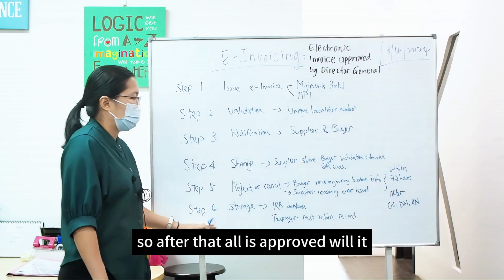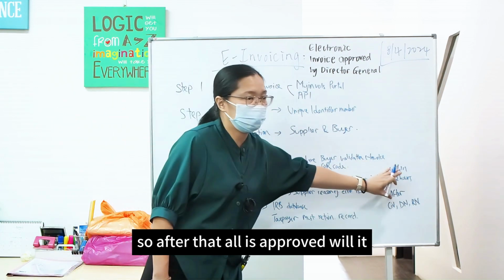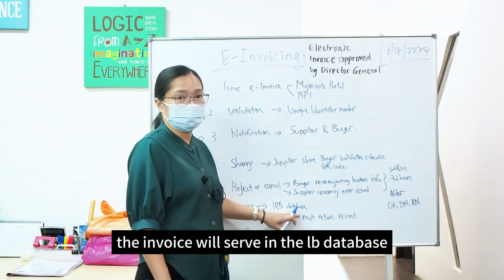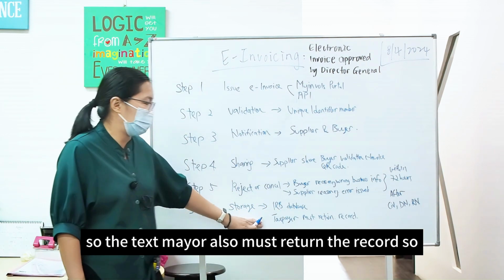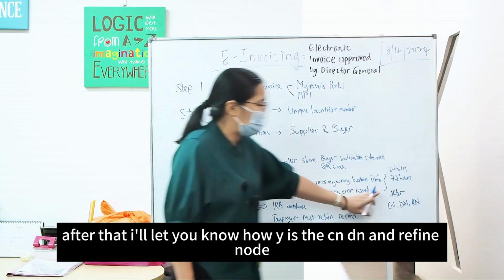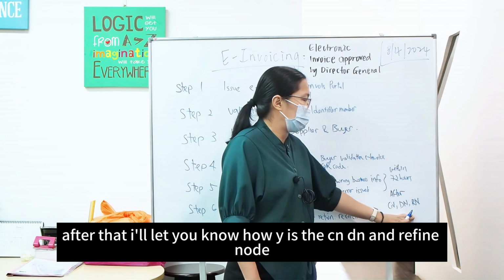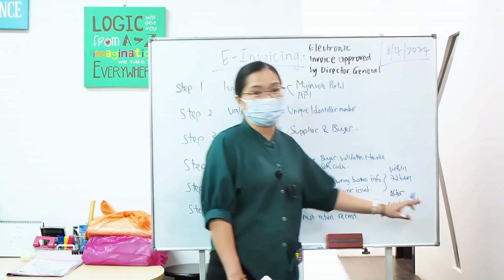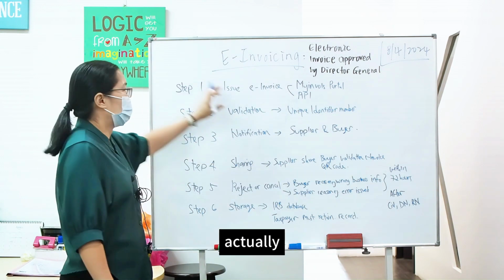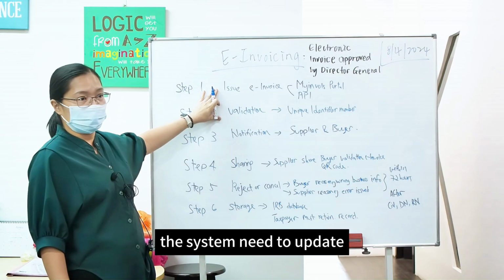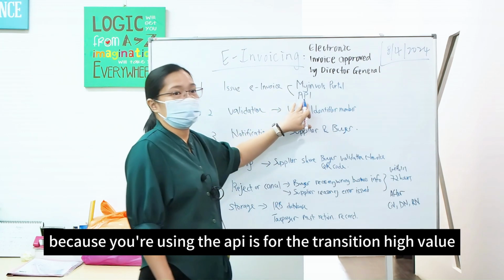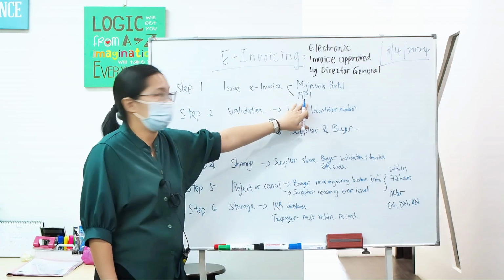So after that, once everything is approved and valid, the invoice will be saved in the IRB database. The taxpayer also must retain the record. After that, I will let you know what the CN, DN, and refund note are. So here, understand the process. Actually, the system needs to be updated, because using the API is for high value transactions. Okay.